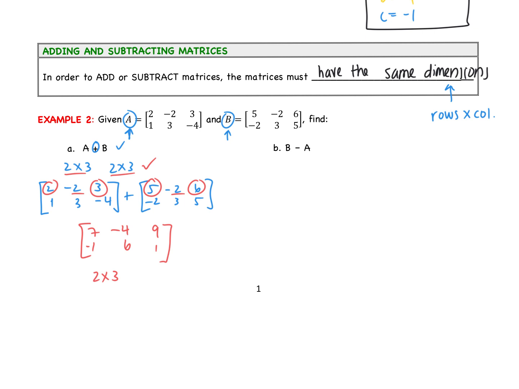Okay, so in part B, this time we're subtracting. Matrix B is 2 by 3. A is also 2 by 3. Those are the same, which means we can subtract them. The order here matters. B has to come first. So I'm going to have my B, 5, -2, 6, -2, 3, 5, and I am subtracting matrix A.